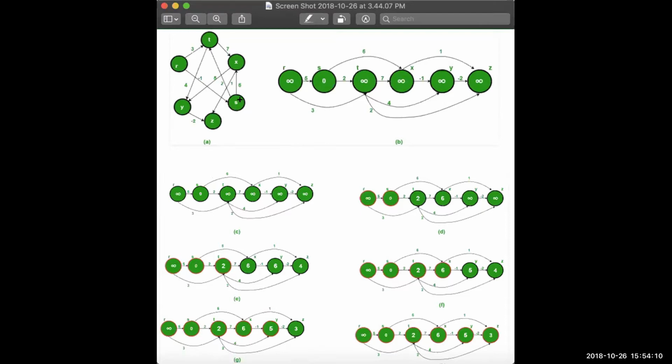So we can see from here that S goes to X, with a distance of 6. So you can see that X has been updated to 6, and S also has an outgoing edge to T with a weight of 2. So T has been updated to 2, and X has been updated to 6. Y and Z are still at infinite. R is still at infinite. So we finished processing S because it has no more outgoing edges.